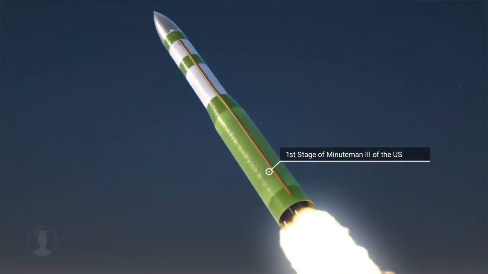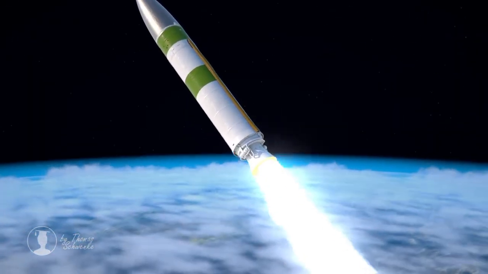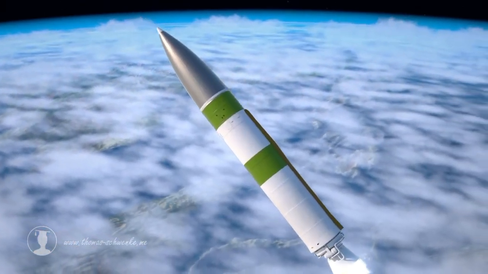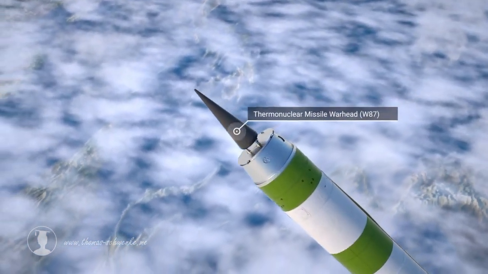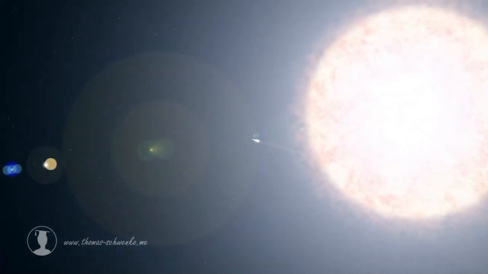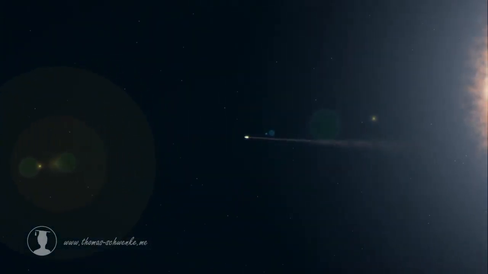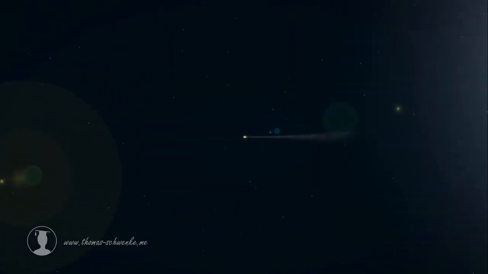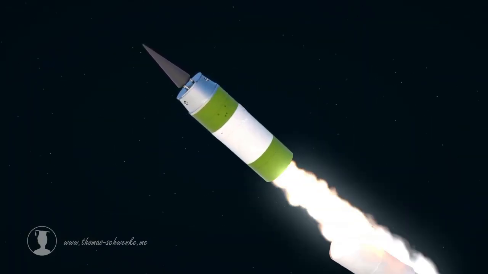The Minuteman III is a multi-stage missile that separates its first stage after about 1 minute. Shortly thereafter, the shroud is jettisoned. The rocket continues to gain altitude and speed with the help of the second stage. After about 2 minutes of flight, the second stage is separated.